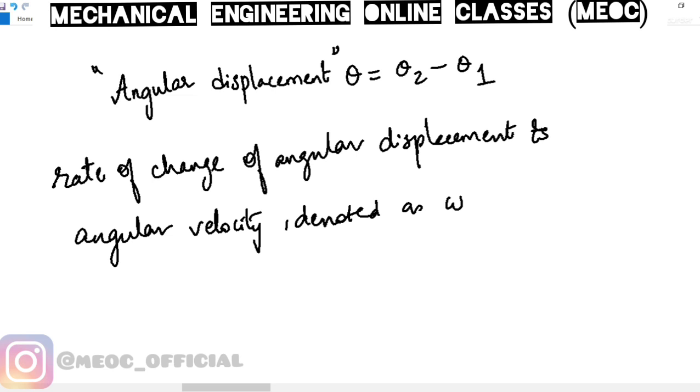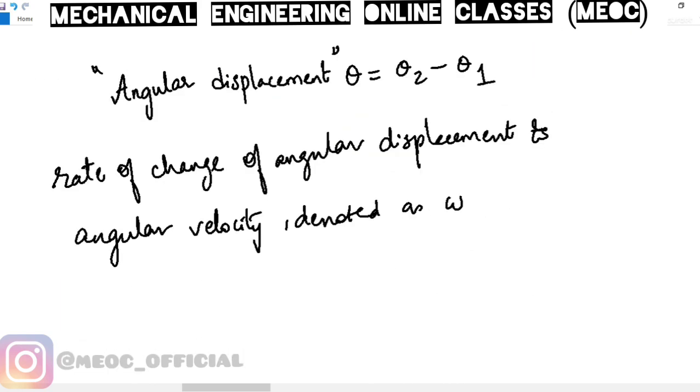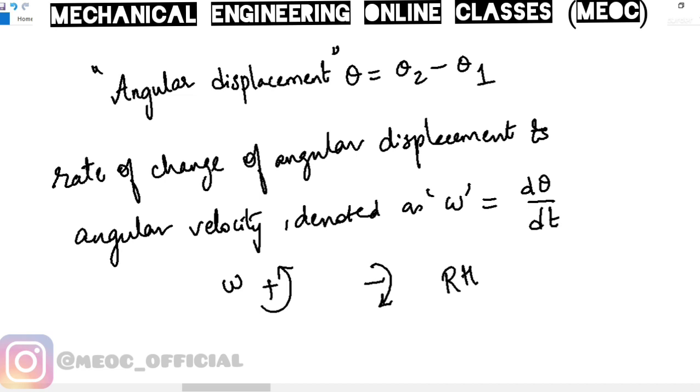So if theta is the angular displacement, which is theta 2 minus theta 1, final position minus initial position, then the rate of change of angular displacement is the angular velocity, denoted as omega, mathematically given as d theta by dt. By the right hand thumb rule, anti-clockwise angular velocity is considered positive, and it's obvious that the clockwise sense of angular velocity is considered negative. This is by the right hand thumb rule.